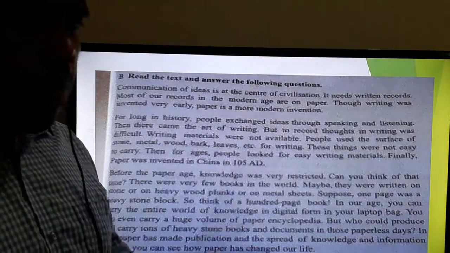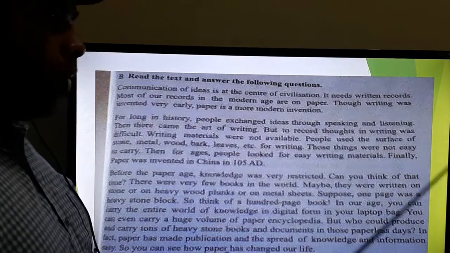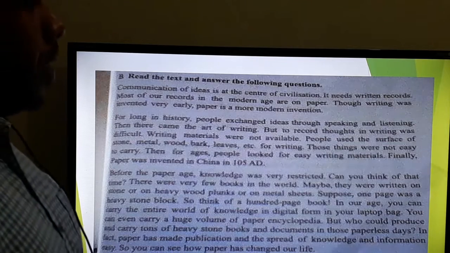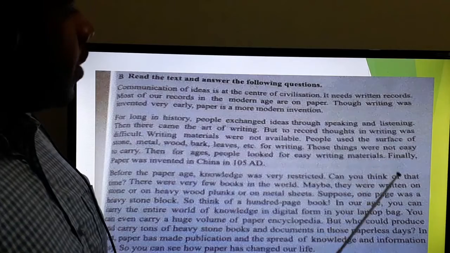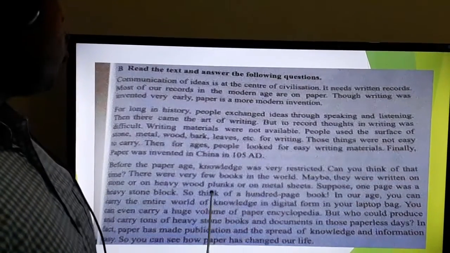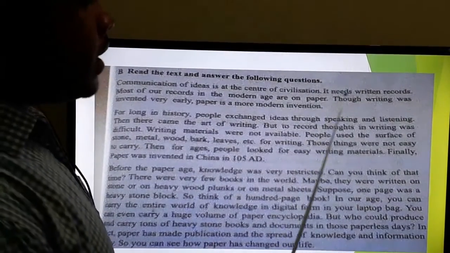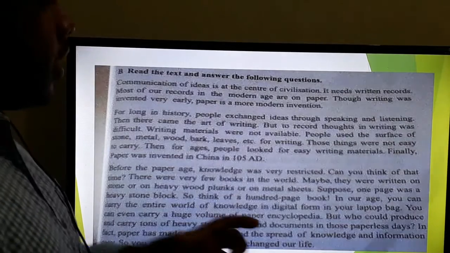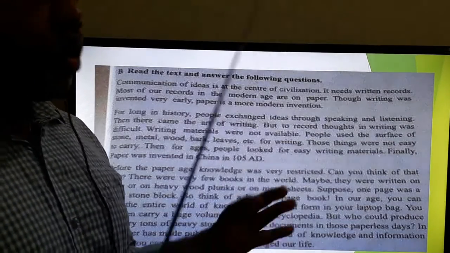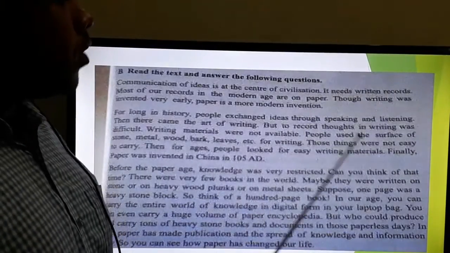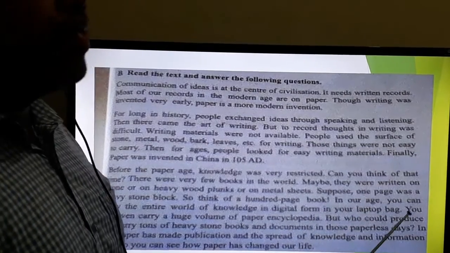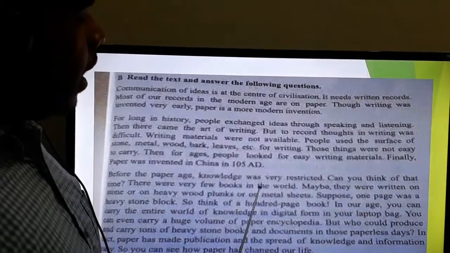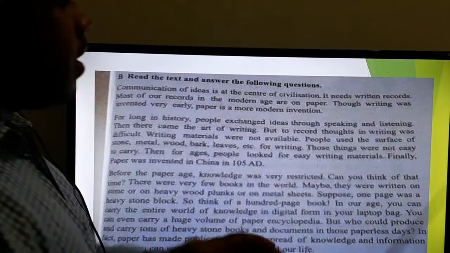That is to communicate with someone, to communicate with various types of people, to communicate with others. That was a common medium. That is called communication. It needs written documents, written records. The purpose of communication was what? It was to share ideas with others. And for that, it needs written records.